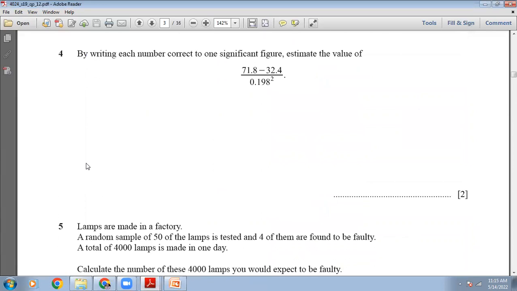The question number 4. He says, by writing each number correct to one significant figure, estimate the values of. Here you have to estimate. This word estimate is very important. So we will round them off. So 71.8 to one significant figure means 70. 32.4 means 30. 0.198 squared means 0.2 squared. And then I will do the calculation.